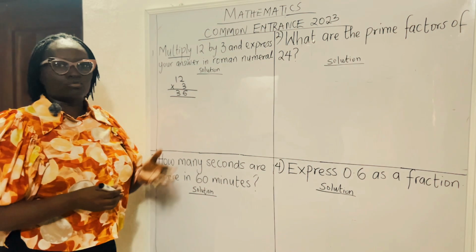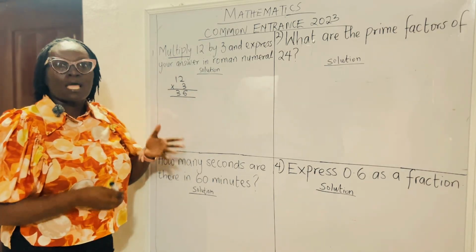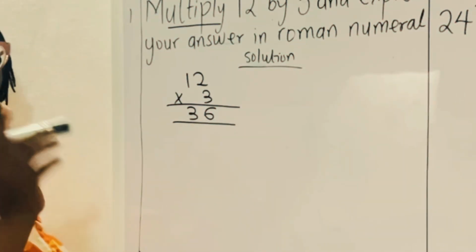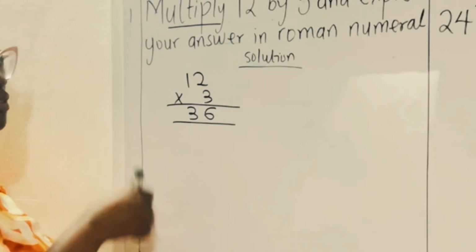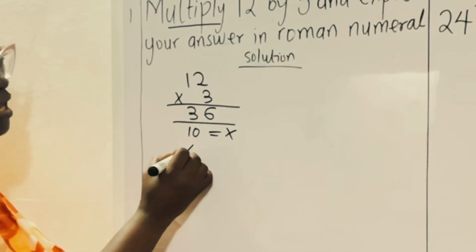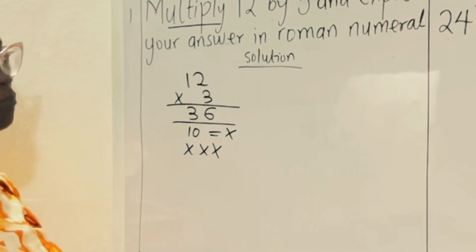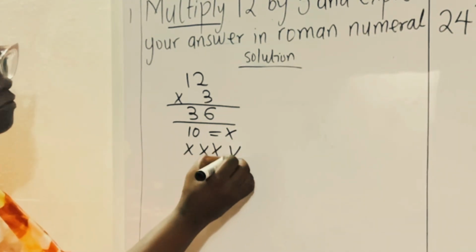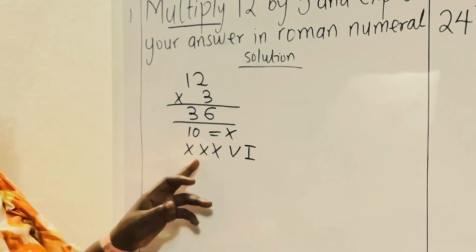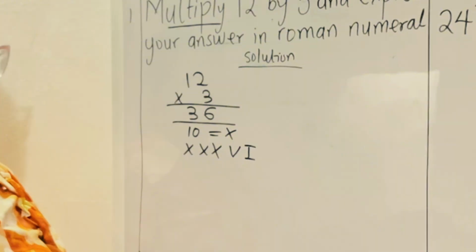How do we convert this to Roman numeral? We have 30 and 6, right? 30 and 6 makes 36. For 30, we have 10 in 3 places, and 10 is X. So we have X in 3 places. And then 6 is 5 plus 1. So VI gives 36.